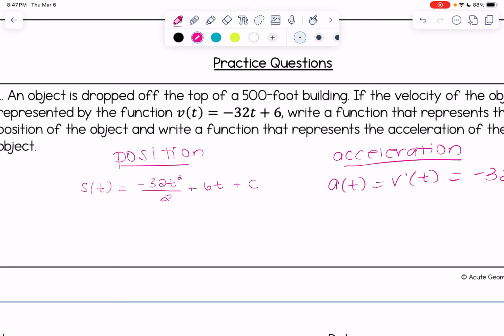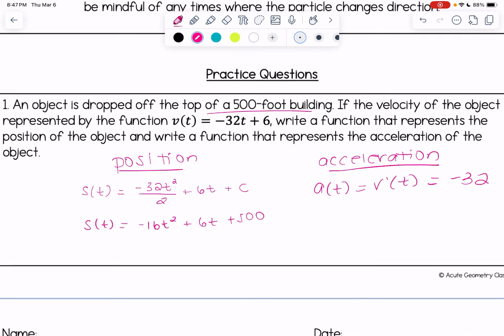Now, c is our constant that goes at the end when we are integrating. And in this case, since we have a polynomial function, that's really looking for our initial value. So we know the object is dropped off the top of a 500-foot building. So this tells me that I can clean this equation up to negative 16t squared plus 6t plus 500. And now we have our position function and our acceleration function.